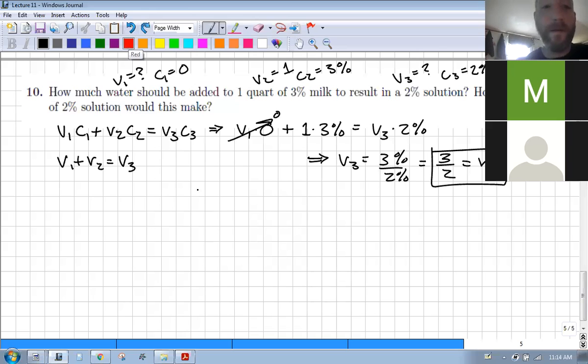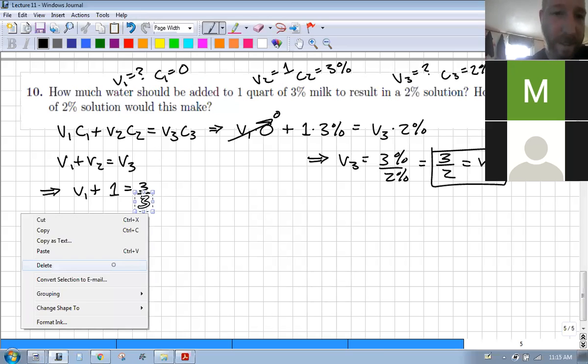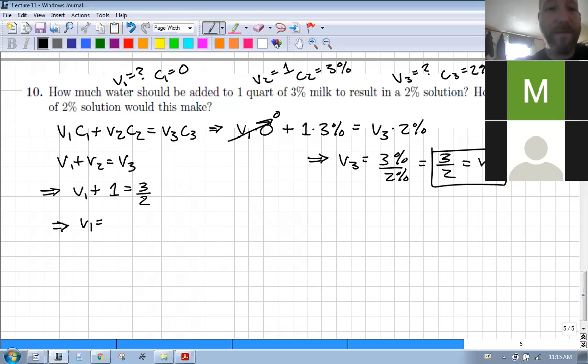Okay. Now, since we know V3 and we know what V2 is, we can plug them into this one. We don't know V1. V2 is 1. V3 is 3 halves. Subtract 1 from both sides and get 3 halves. So 3 halves minus 1 would be 1 half.